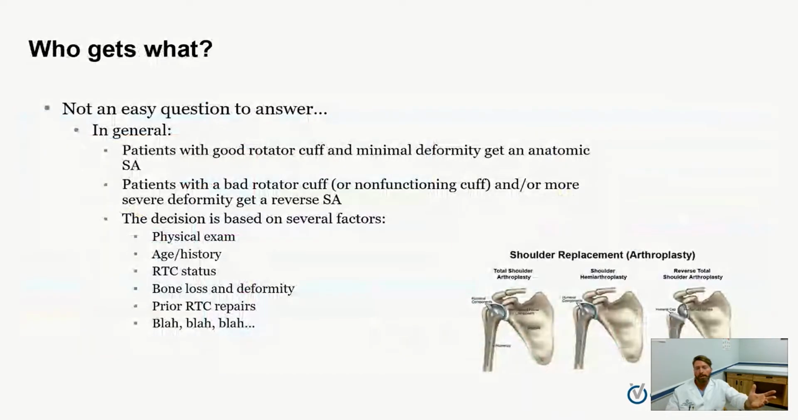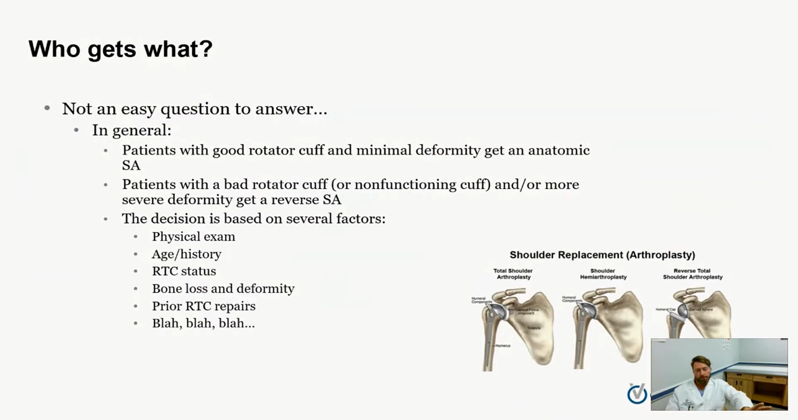So who gets what kind of replacement? Well, that's not always a straightforward question. In general, if you have wear and tear arthritis, if you have a good rotator cuff that's working well, and you have minimal deformity of your socket or your ball, you might be a candidate for a shoulder replacement that's an anatomic replacement. Patients that have a bad rotator cuff or a rotator cuff that's not working for some reason, or a bad deformity of the ball side or the socket side would be candidates for reverse replacement.